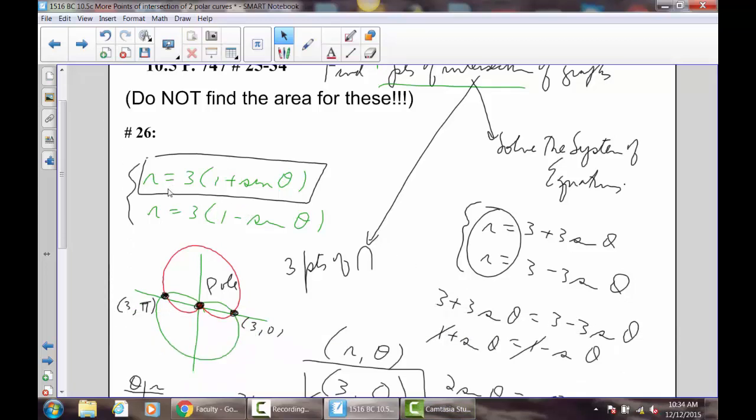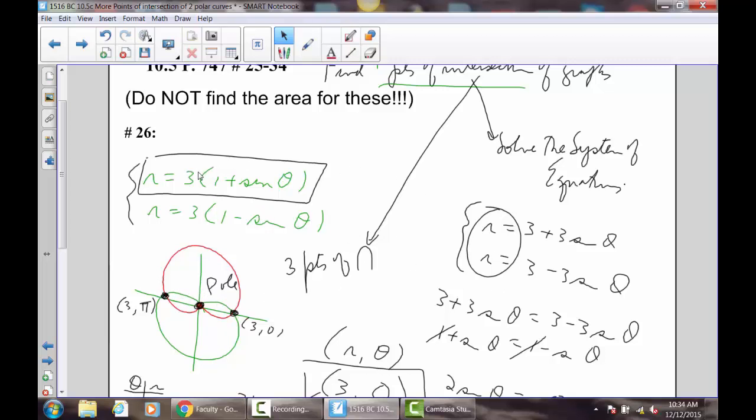In this particular case, you have two cardioids, the red one and the green one, and we're looking for their points of intersection. One of them is obvious, it's the pole. By the way, when you're naming the pole, don't bother naming it as 0, just call it the pole. Here it's very obvious that the other two points of intersection are at the intercepts, which both happen to be (3, 0) and (3, pi). But let's actually solve the system, see what we get.